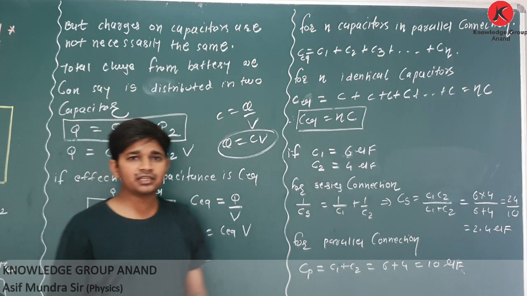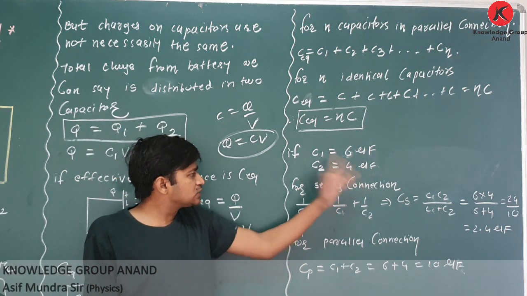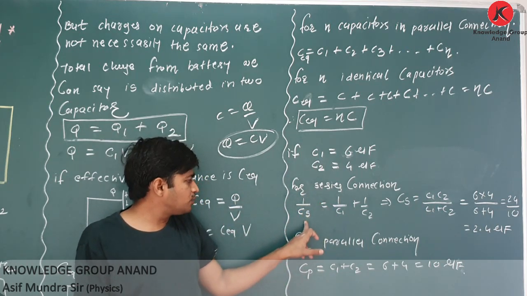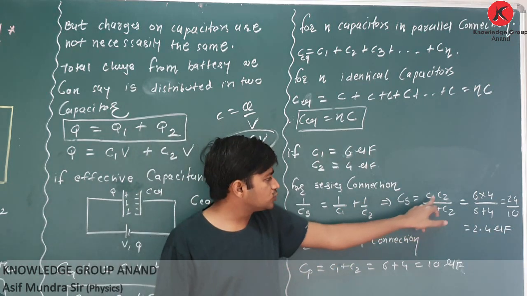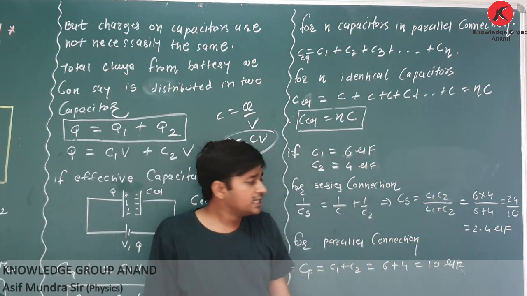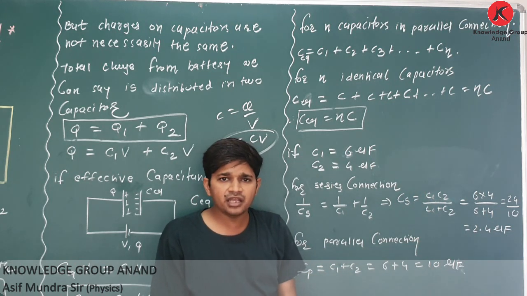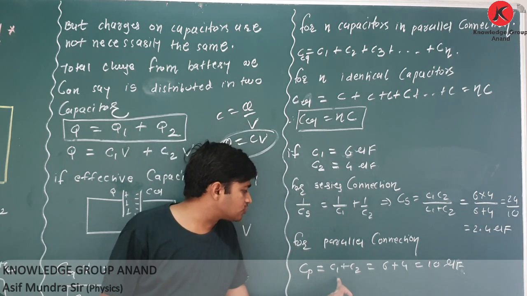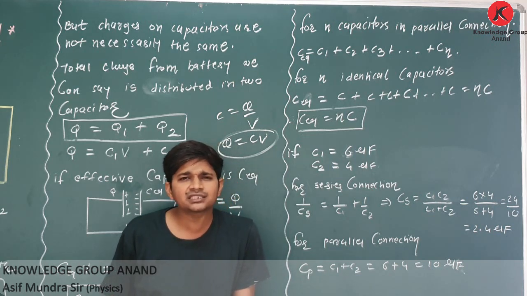Now we will obtain one general result. See, I have taken one example. C1 = 6 microfarad, C2 = 4 microfarad. For series connection, what is the equation? 1/Cs = 1/C1 + 1/C2. So Cs = C1C2/(C1 + C2) = 6 × 4 / (6 + 4) = 24/10 = 2.4 microfarad. Yes, that is the equation. For parallel connection, Cp = C1 + C2 = 6 + 4 = 10 microfarad.